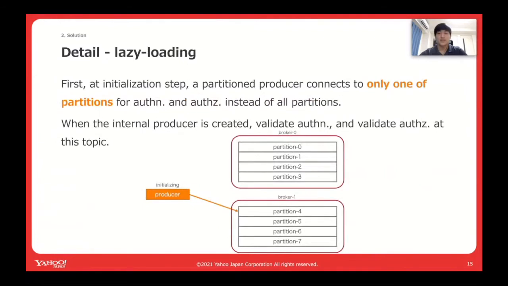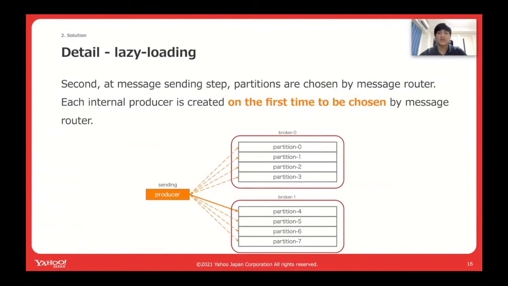First, at the initialization step, a partitioned producer connects to only one of the partitions for authentication and authorization instead of all partitions. When the internal producer is created, it validates authentication and authorization for this topic. Second, at the message sending step, partitions are chosen by the message router. Each internal producer is created the first time it is chosen by the message router. Therefore, the number of internal producers depends on the message routing policy, like this line.